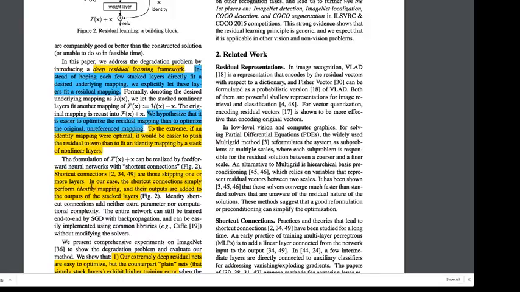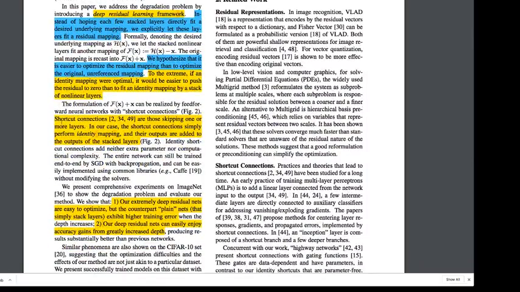Because you can go here, okay, they're introducing the idea of these shortcut connections without looking at the math at all, because they say here, shortcut connections are those skipping one or more layers. In our case, the shortcut connections simply perform identity mapping, and their outputs are added to the outputs of the stacked layers. So we just stacked some layers here.